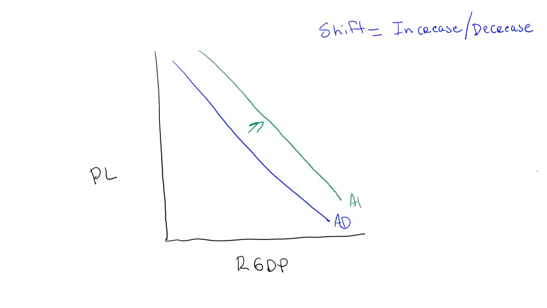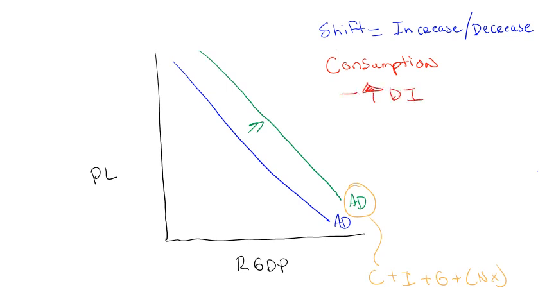So what would be some things that would increase our aggregate supply? Well, as we know, aggregate supply is made up of C plus I plus G plus NX, meaning consumption, investment, government spending, net exports. So let's deal with the main component of this, which would be consumption. What would increase consumption? Things that would increase our disposable income. If you have more money, you're going to consume more, right?